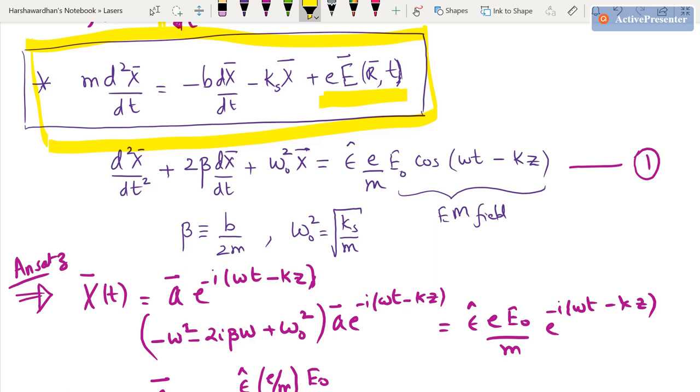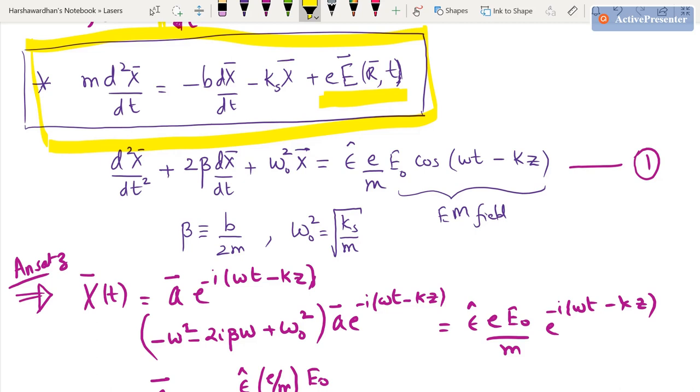Right, now you see, to look at the solutions of this equation number one, one has to do two things. One is to first look at the homogeneous part of the equation, that is, set the right hand side of this equation to zero, find out a solution, and then also find out the particular solution arising from the inhomogeneous part. And you will see that because of this damping term which I have introduced, the homogeneous solution actually dies out in some time.